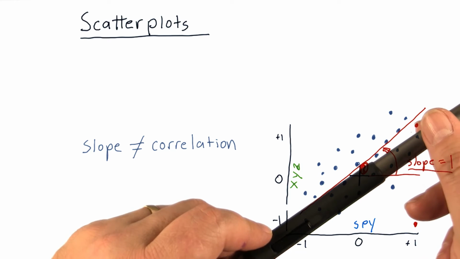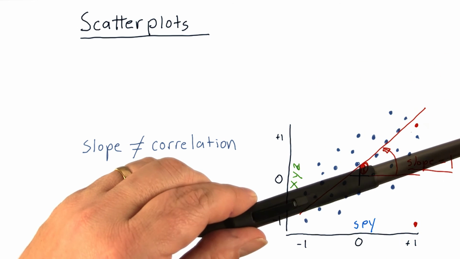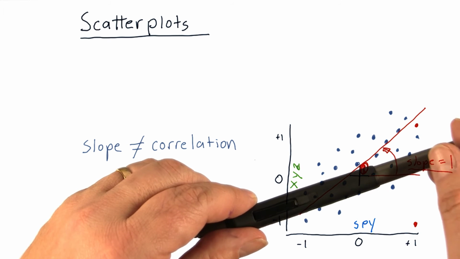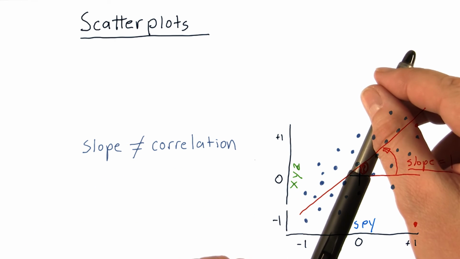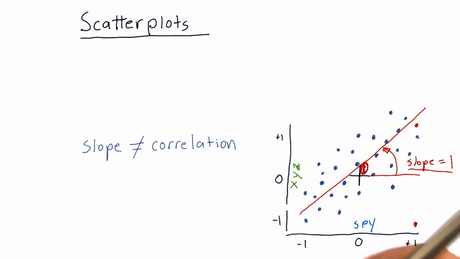So you could have a shallow slope, but the data tightly fitting that line, and thus a higher correlation. Or you could have a steeper line and the data fitting that line and a higher correlation. Correlation is just a measure of how tightly do those dots fit the line. And you can have a correlation from 0 to 1, 0 meaning the data is not correlated at all, and 1 meaning it's very highly correlated.